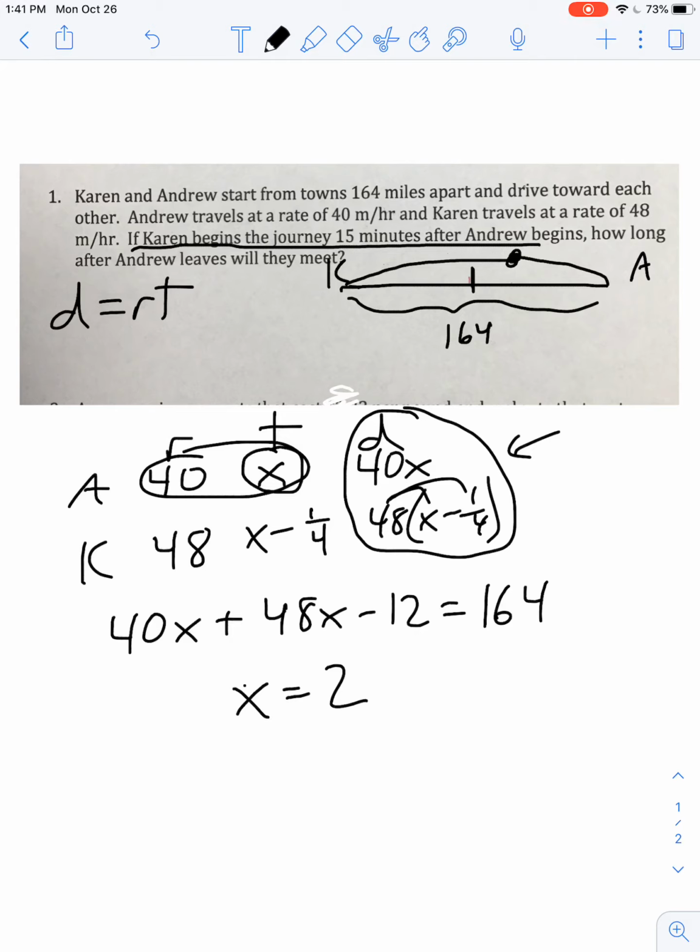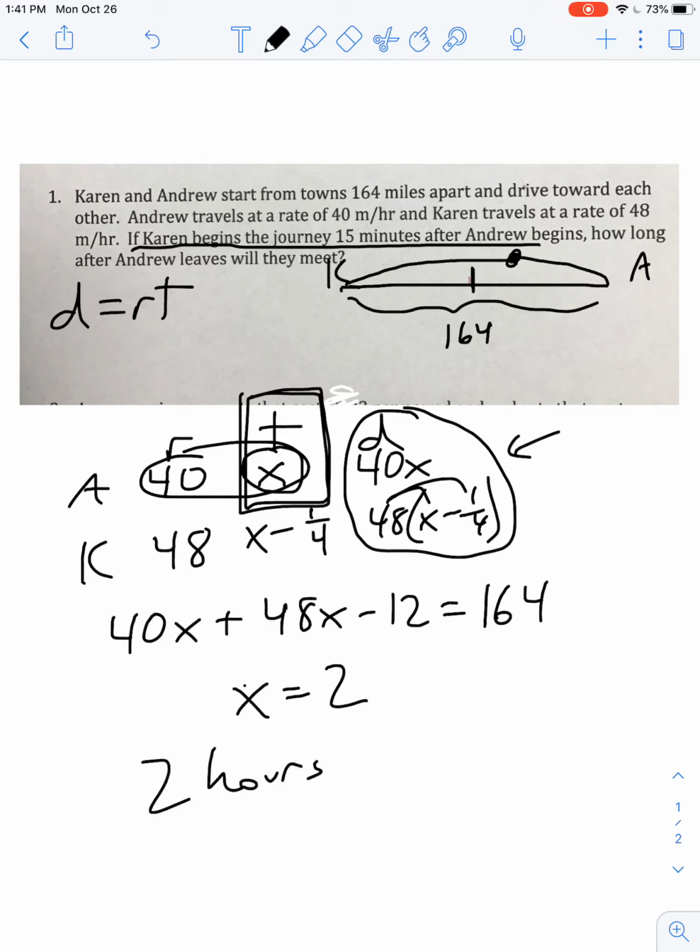And this is where defining variables comes into play. Look at what x stood for. x stood for Andrew's time. So we answered the question. If the question said, how long was Karen traveling for, we'd have to take away 15 minutes from this. So we always have to look and make sure we answered the question. So Andrew will have been traveling for 2 hours.